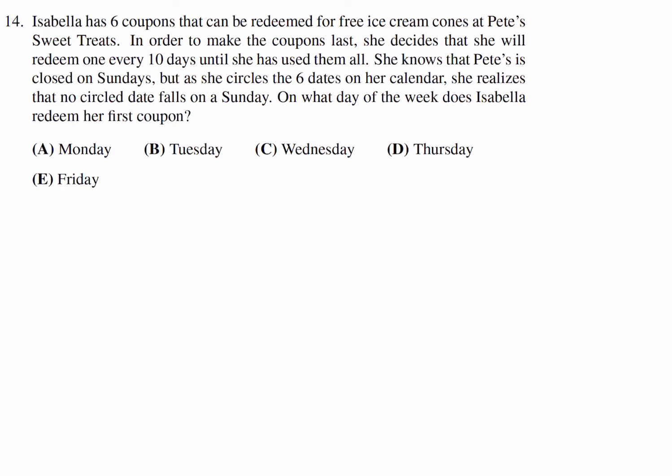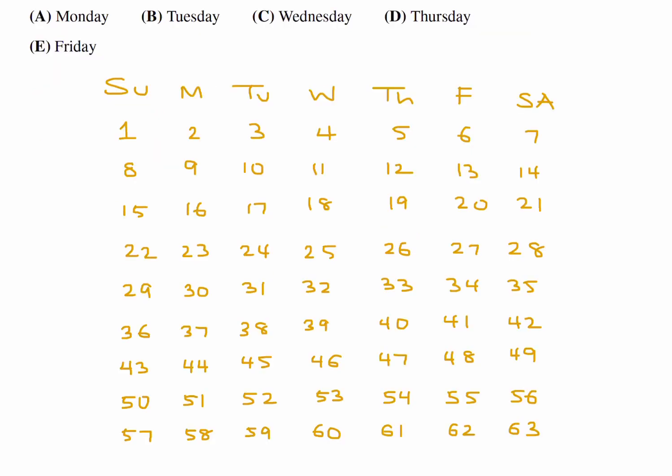So what we can do is make a mini calendar, Sunday, Monday, and so on. And then we have to basically not select a Sunday since the ice cream place is closed on that day. All right, so let's just start with the first of the month and let's fill this out. All right, so here we go.